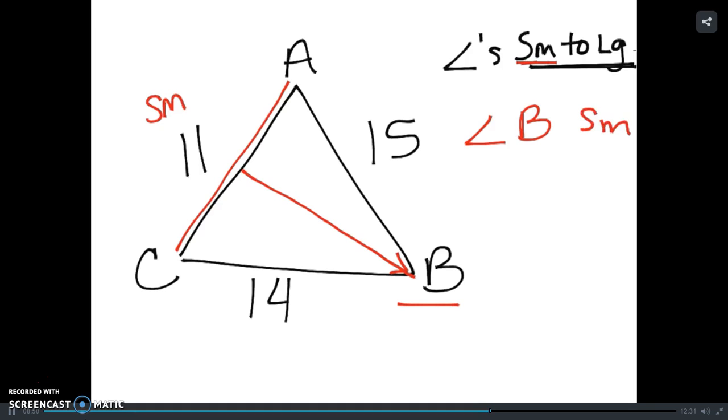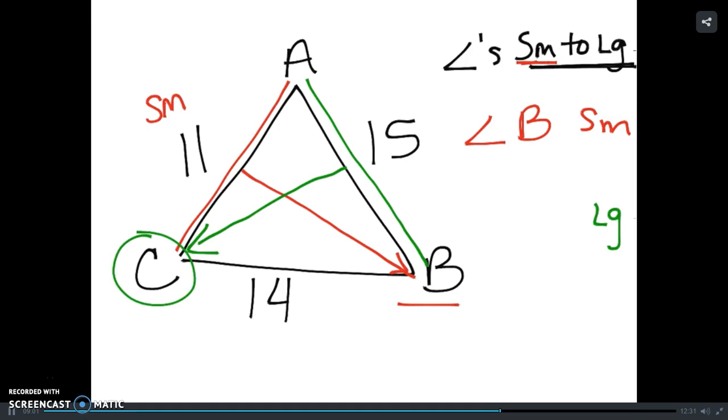Now, next we're going to jump to the largest. Our largest side is this side AB. It's 15 units long, and the angle across from that side is angle C. So angle C is our largest angle. And then the side that's left over is this 14 unit side, and the angle that's left over is angle A, and so it goes in the middle. You're always going to find the largest and the smallest first and put them where they need to go. Then whichever angle or side is left over is the one that goes in the middle.